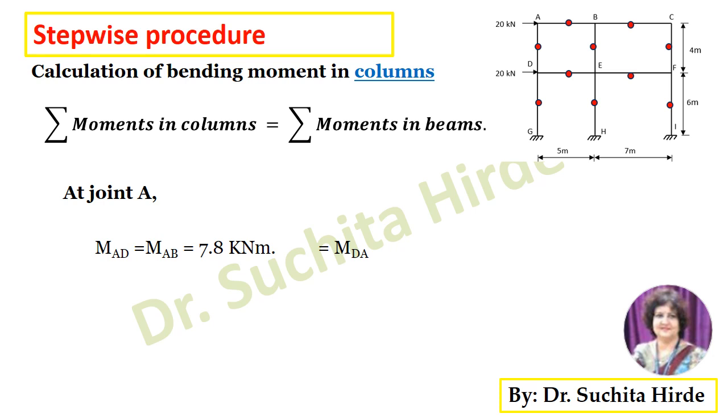So if you look at joint A, there is one column and one beam. Column is AD and beam is AB. So moment in column is equal to moment in beam. So MAD is equal to MAB, which is equal to 7.8 kilonewton meter. So MAD, that is the moment at the top of column, is also equal to moment at the bottom of the column, MDA.